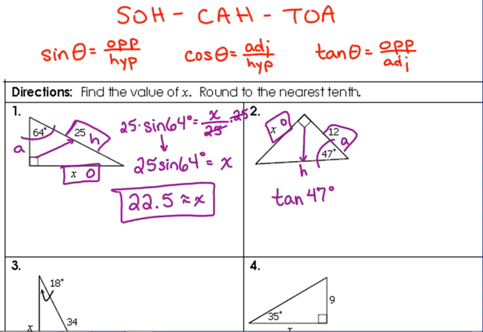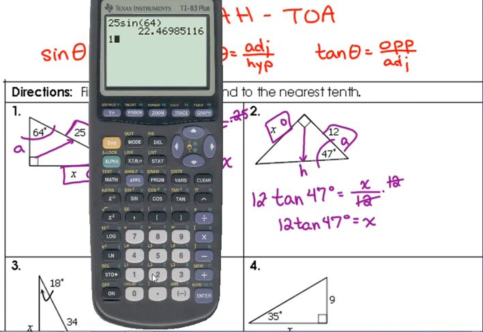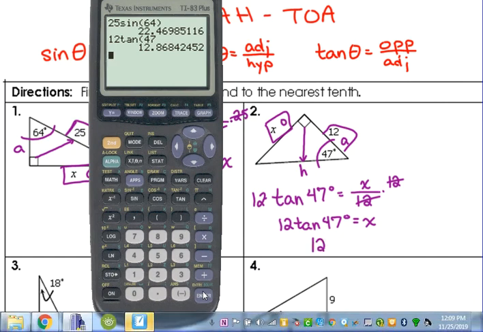Tangent of our angle is equal to the opposite x over the adjacent 12. Solving for x, same as before, we just have a different trig ratio. We're dividing by 12, so the opposite is to multiply both sides by 12. Just for clarity, I'm going to write 12 tangent of 47 is equal to x, and then I'm going to go to my calculator and compute that. 12 tangent of 47 is 12.9. That is approximately the value of x.